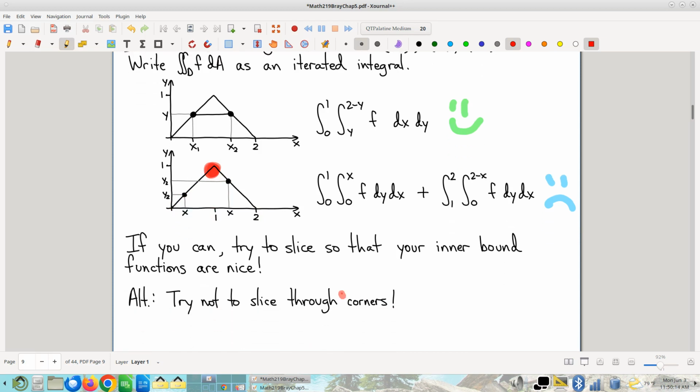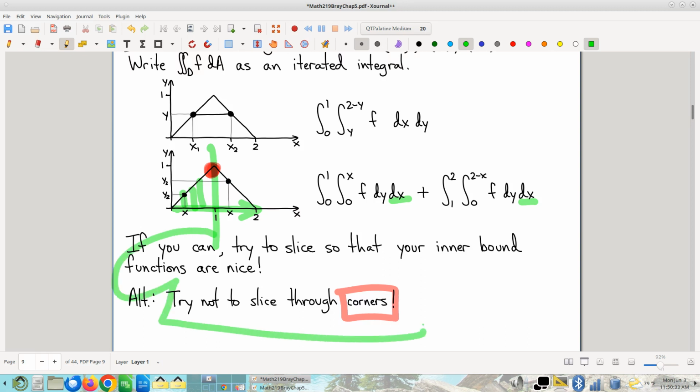And as I was doing my slicing in the x direction, keep in mind all of this is with x on the outside. So as I was going in the x direction, as I was slicing perpendicular to the x axis, I sliced through a corner. So try not to do that.